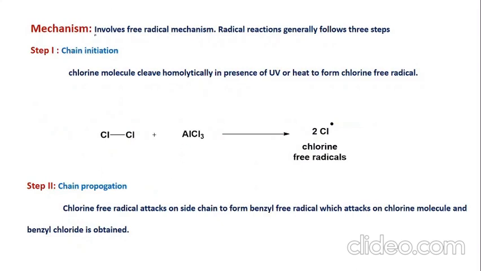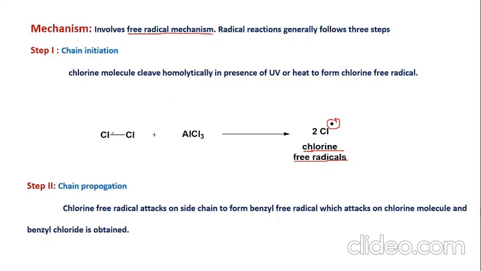The mechanism of this reaction involves a free radical mechanism. So what is a free radical? A species with a single electron is said to be a free radical. This is an unpaired single electron. This type of species is called a radical. Okay, what happens?